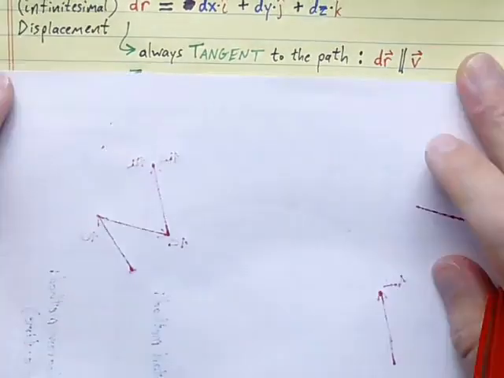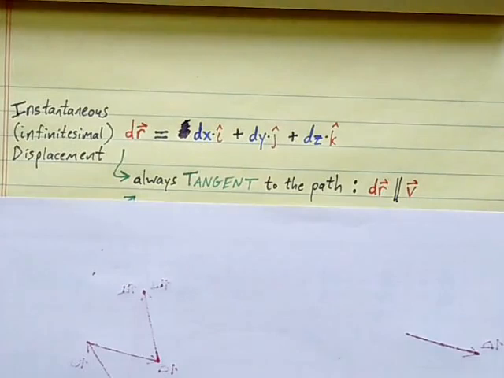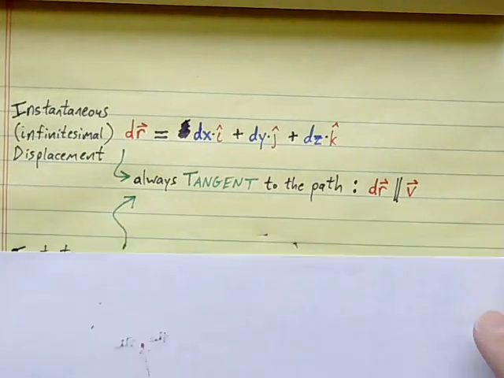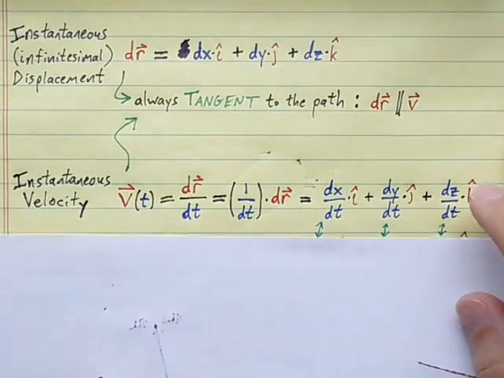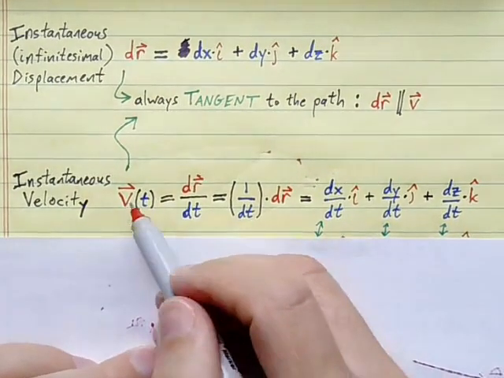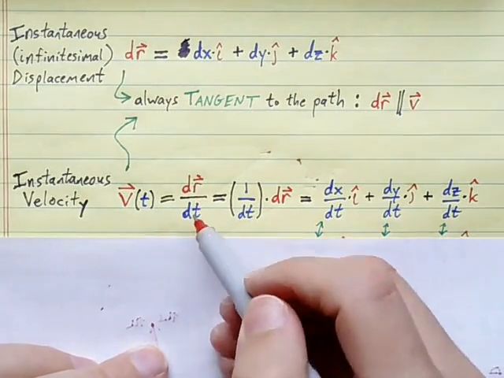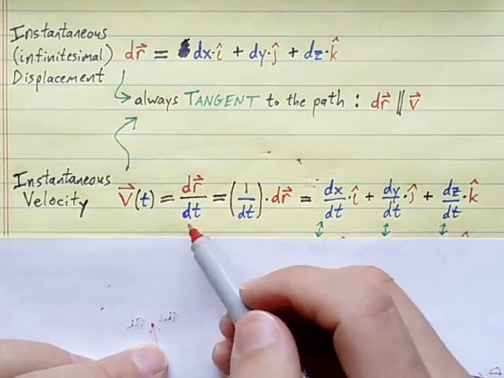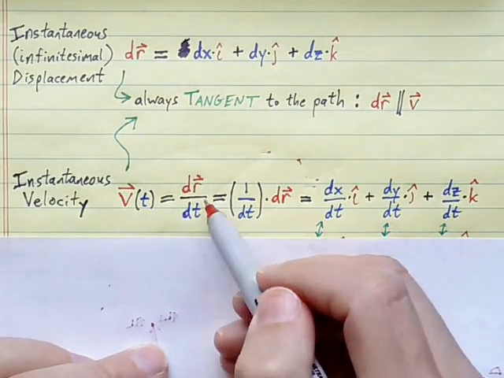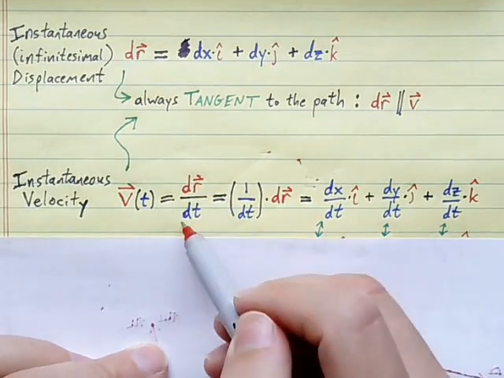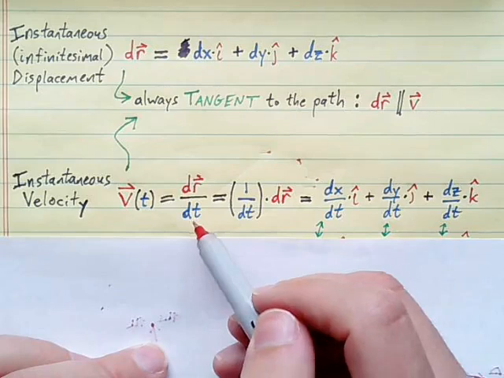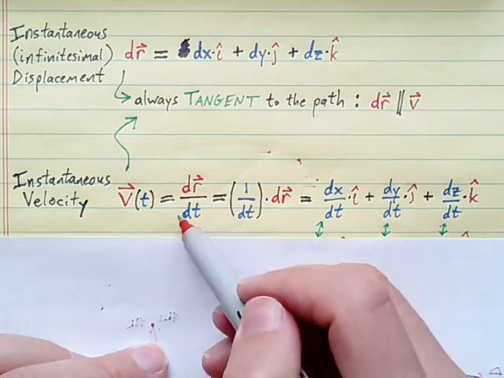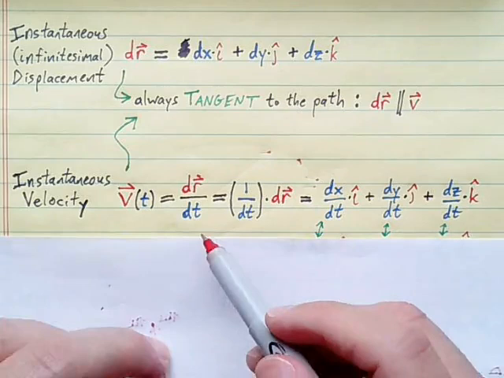Okay, so that's our infinitesimal displacement vector. Let's now define our instantaneous velocity using that. Our instantaneous velocity is our instantaneous rate of change of position. So that's our infinitesimal displacement vector divided by some infinitesimal time that elapses. And our infinitesimal time that elapses, some small time interval, is a scalar quantity.